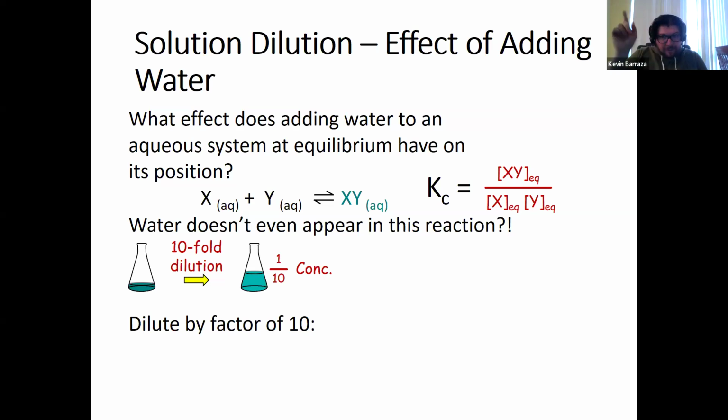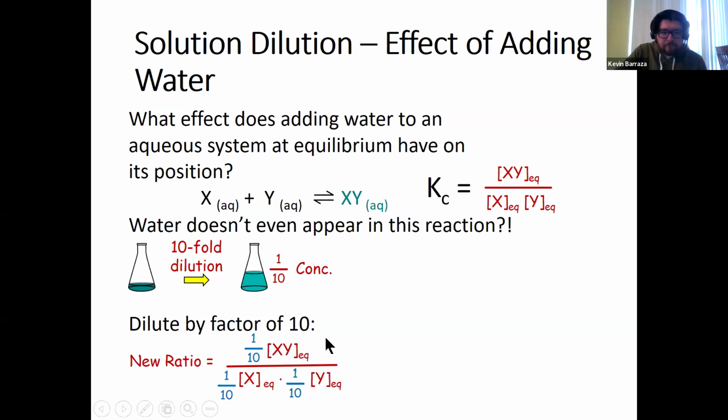So here's something to keep in mind. Even though water might not be in a reaction, water is a solvent that can change the concentrations of things that are dissolved in the solution. And another way to think of it is it increases the volume. Exactly. That's a great analogy for that. So if we dilute by a factor of 10, for example, what happens to the concentrations and what will happen to that ratio?